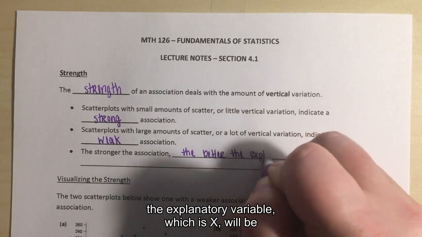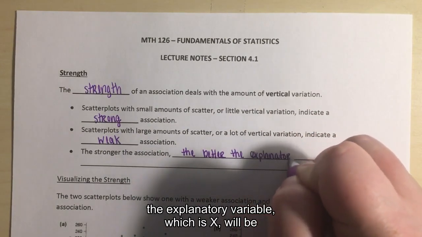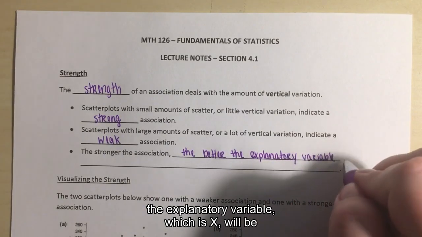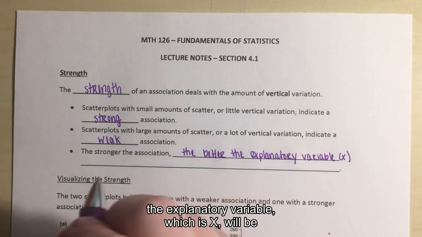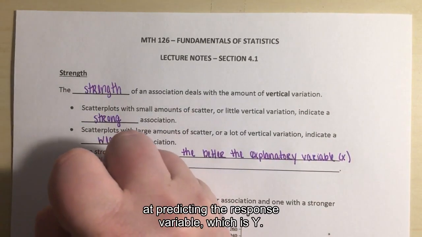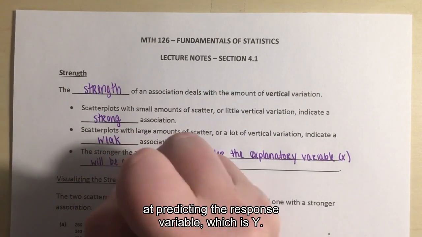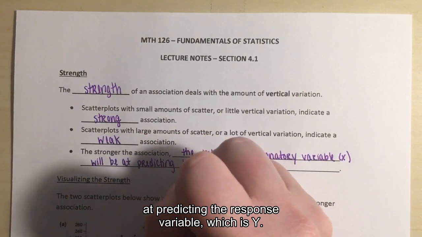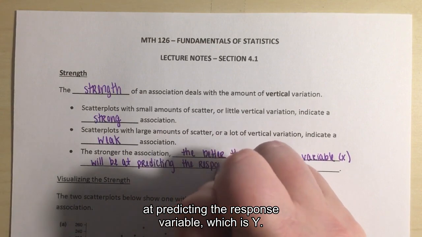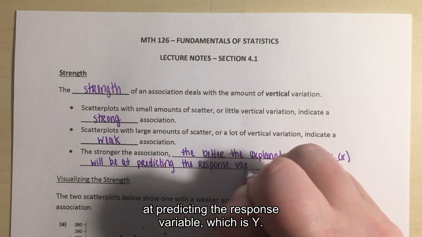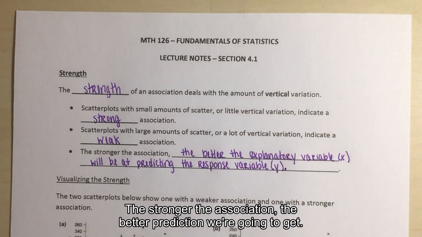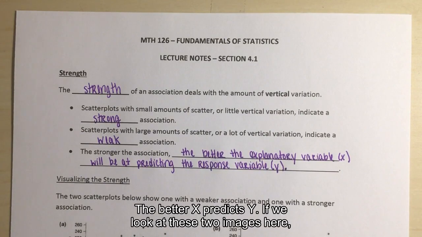the explanatory variable, which is X, will be at predicting the response variable, which is Y. Right, so the stronger the association, the better prediction we're going to get. So the better X predicts Y.